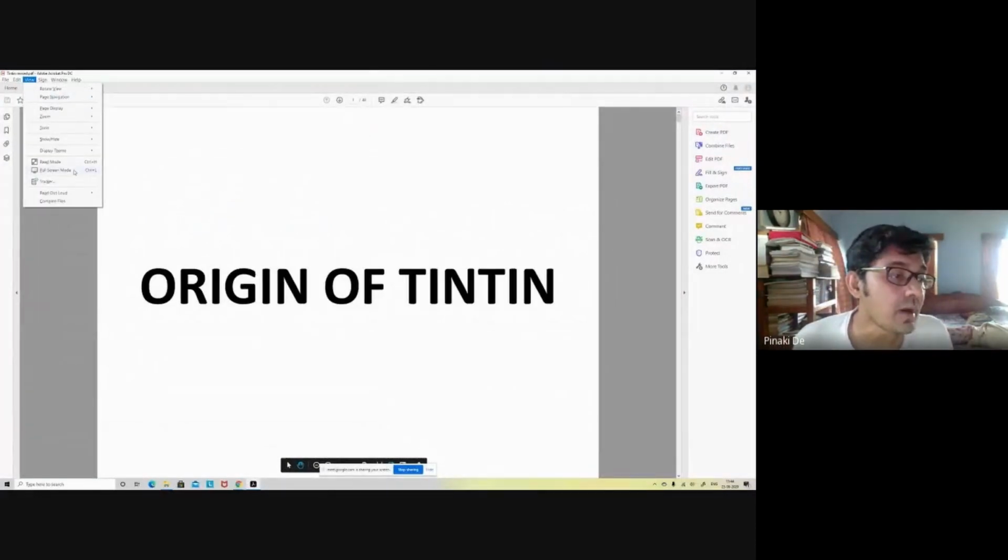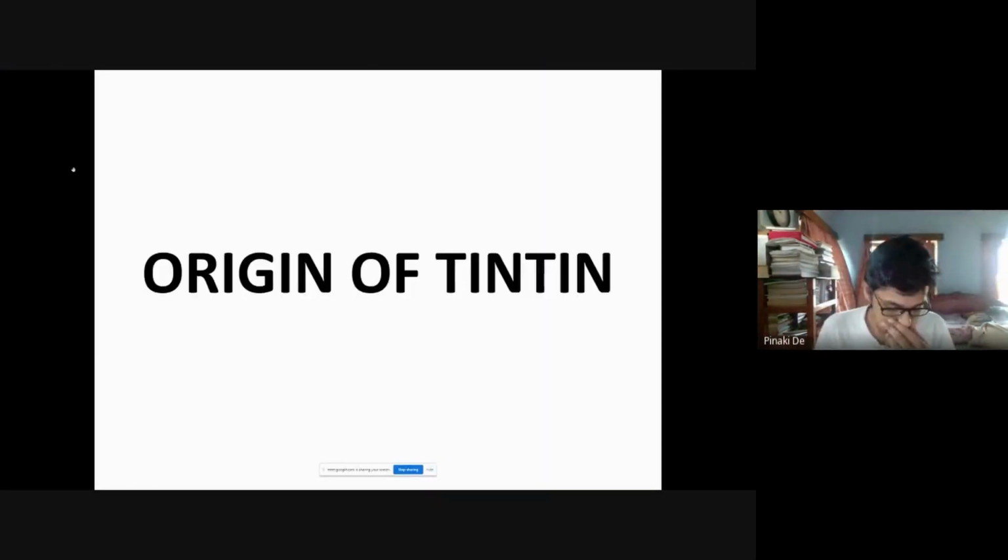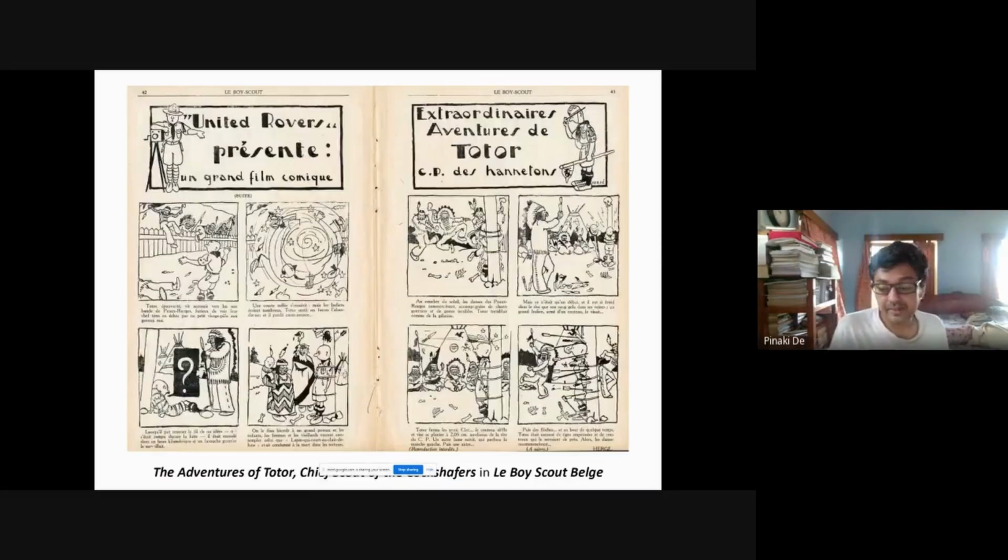So let me talk about the origin of Tintin. Of course, Hergé is a Belgian. His real name is Georges Remi. His nom de plume is Hergé. Why he calls himself Hergé, really don't know. But his name is Georges Remi. And how did he conceptualize Tintin? Now we have to go back to almost the 1920s, a bit earlier.